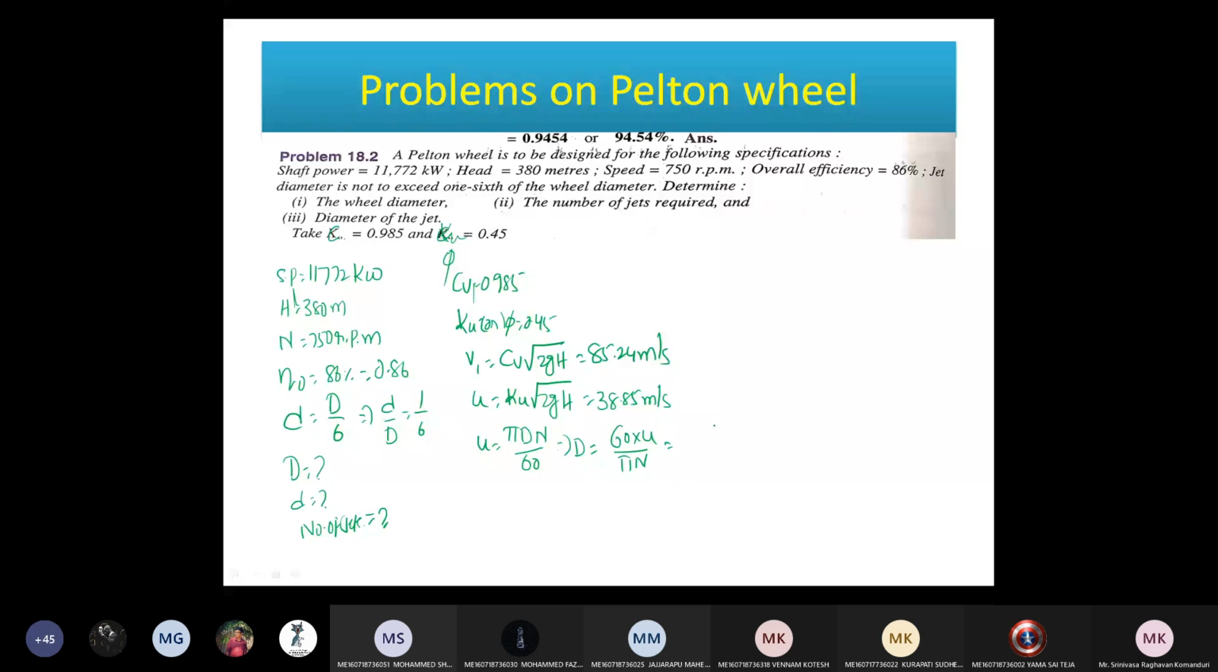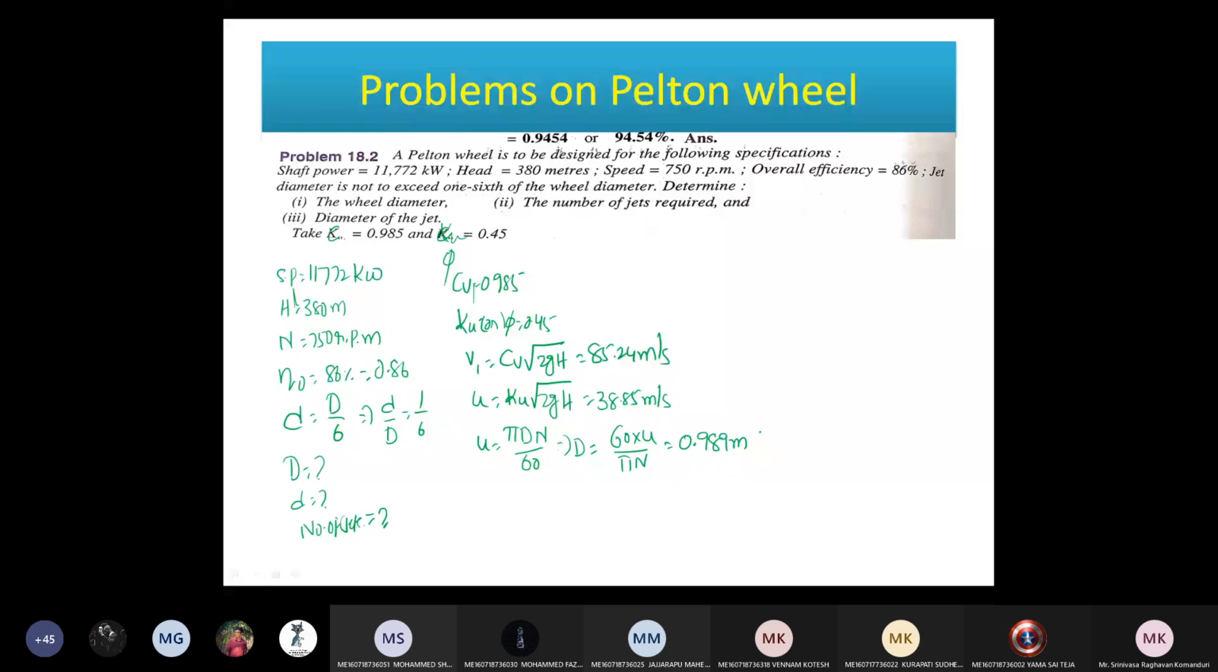Capital D value is 0.989 meters. This is capital D value.